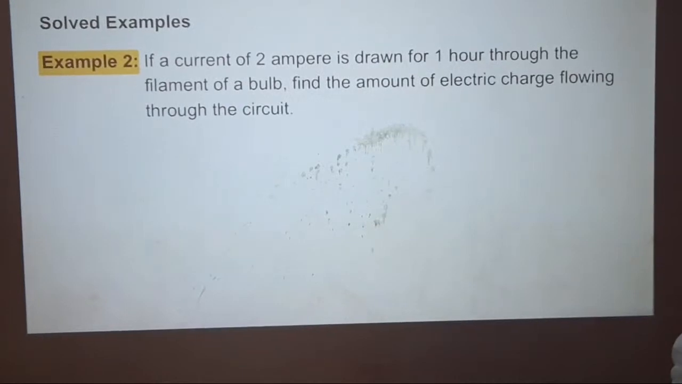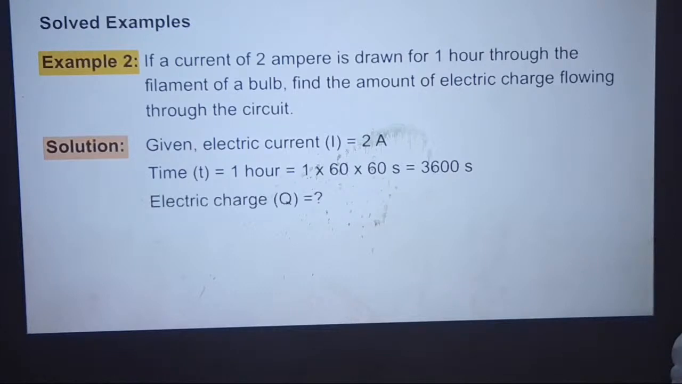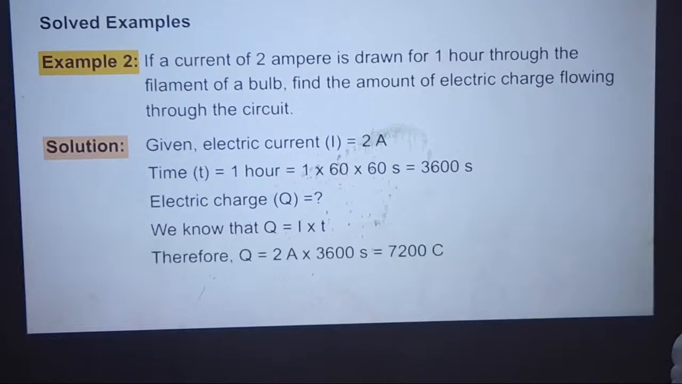Example 2. If a current of 2 ampere is drawn for 1 hour through the filament of a bulb, find the amount of electric charge flowing through the circuit. Solution: given electric current I equal to 2 amps, time t equal to 1 hour, that is equal to 1 into 60 into 60 seconds equal to 3600 seconds. Electric charge Q to be found out. We know that Q equal to I into t. Therefore, Q equal to 2 A into 3600 seconds, that is equal to 7200 coulombs.